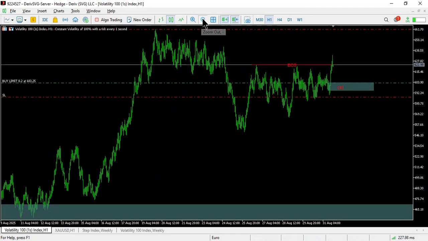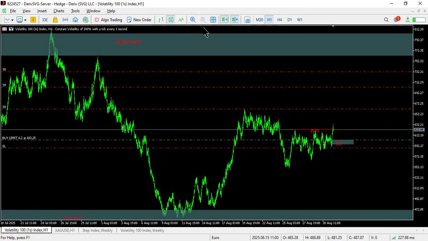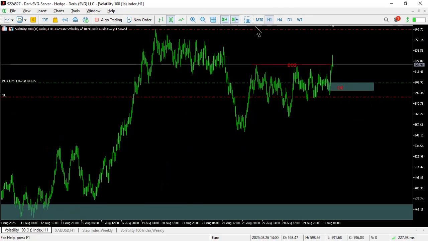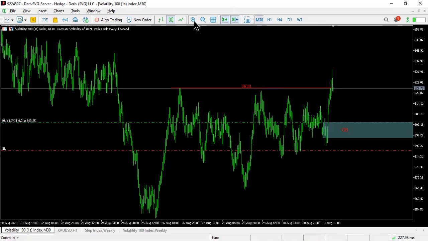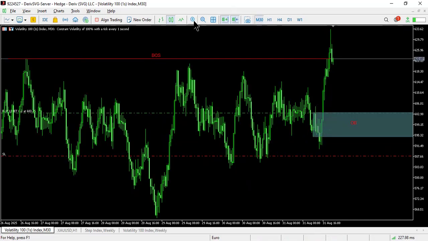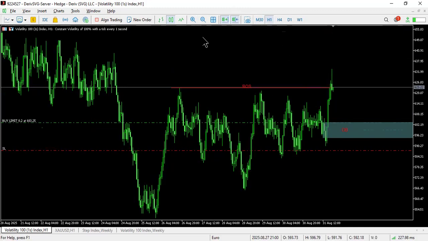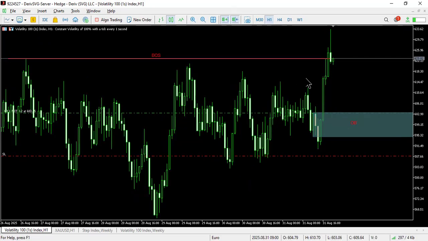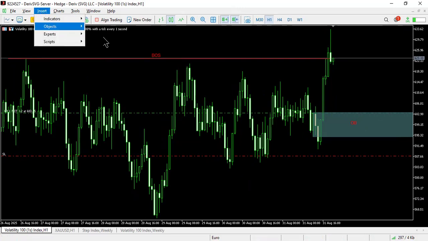And then let me give you the coordinates. I always use my 1 hour for entries, and then the 30 minutes I just use to see the change of character clearly. Sometimes I also enter in the M30, but most of the time I enter using the 1 hour order block. So for VIX 101S, let me give you the coordinates.